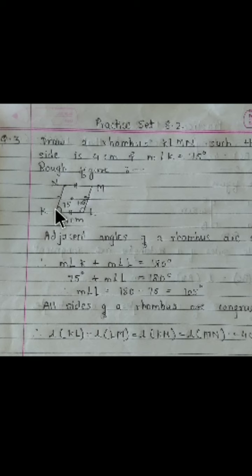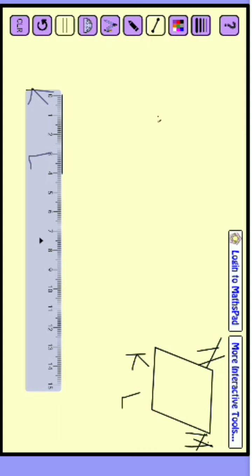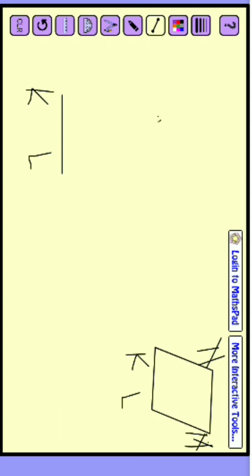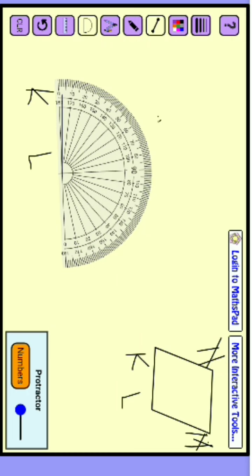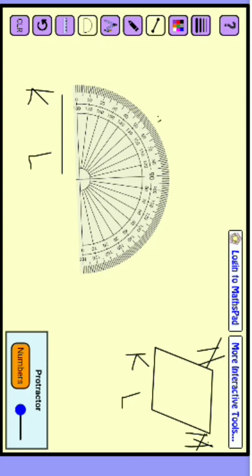We know the length of the three sides, so we can easily draw the quadrilateral. So let's start the construction. This is the rough figure of the quadrilateral KLMN, where KL is 4 cm. So let's draw the segment of 4 cm first, and name it KL. Then we have to draw angle K and angle L. So this angle L measures 105 degrees. Let's draw the angle.